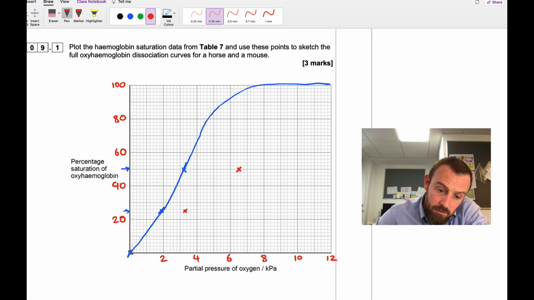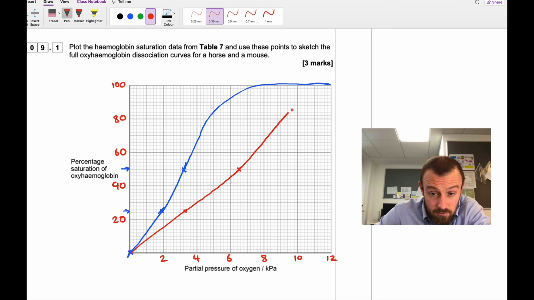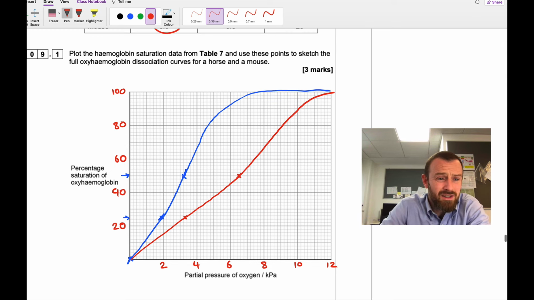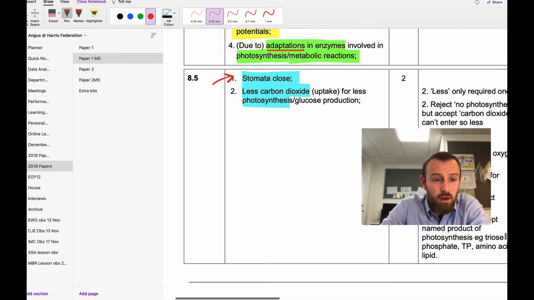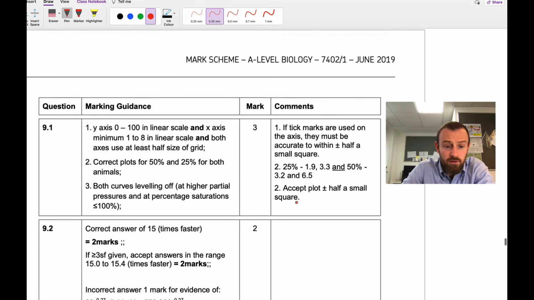So we're going to do kind of a sigmoidal curve slightly, and it's going to taper off like that, I guess. Okay, hopefully that will give me the 3 marks. Let's see what the mark scheme looks like. I wonder if they're going to give us an example graph.